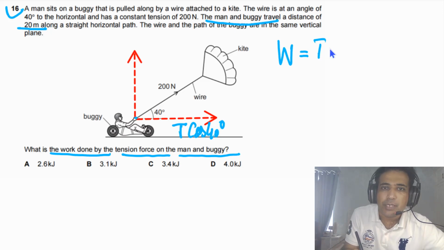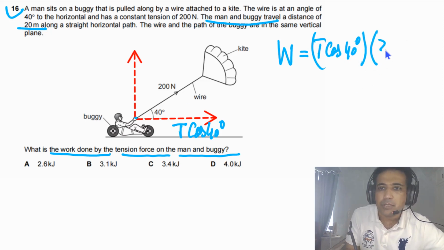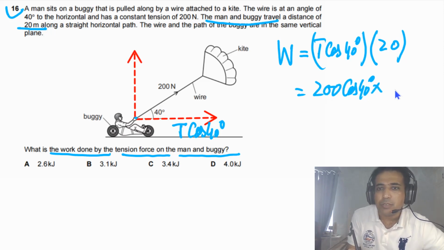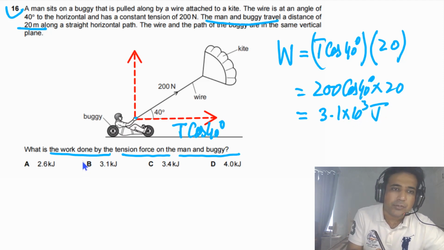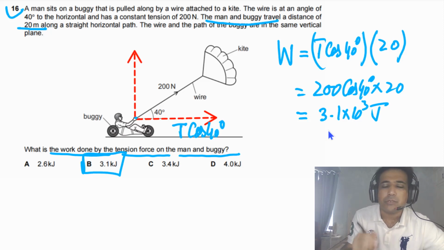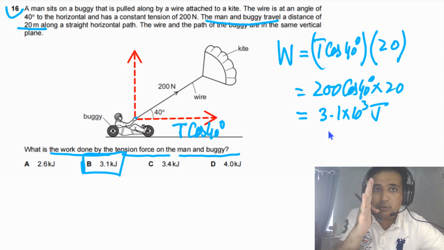So we take the component of tension in the direction of displacement times displacement, and displacement in this case is 20. T in this case is 200. So we have 200 cosine of 40 degrees multiplied by 20, and if we solve this, we will get 3.1 times 10 to 3 joules. So the answer for this question is B. Pretty straightforward question. Simply you need to understand that work is equal to force times displacement in the direction of force.